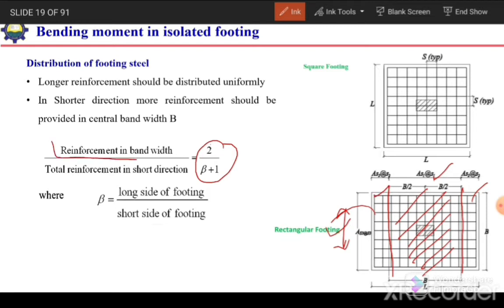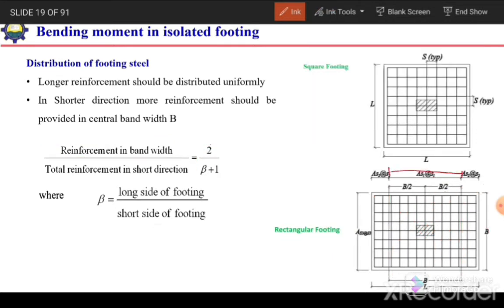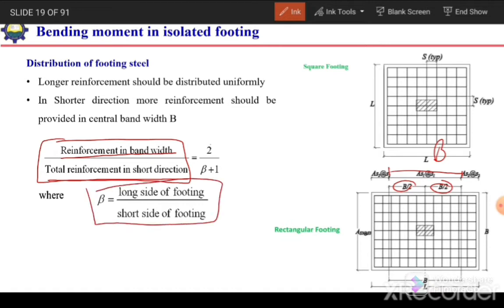So the reinforcement in band width, which is equal to B, this band width from here up to here, it is equal to B by 2 plus B by 2, so it is equal to B, the width of the footing. So reinforcement in band width over total reinforcement in shorter direction, means the fraction of the reinforcement to be provided in the bandwidth out of the total reinforcement, should be equal to 2 over beta plus 1, and beta is the ratio of longer to shorter side of footing.